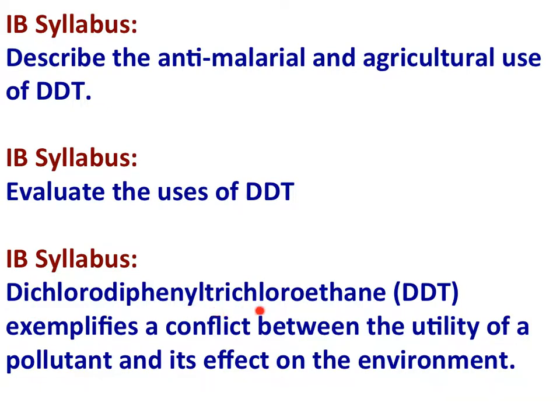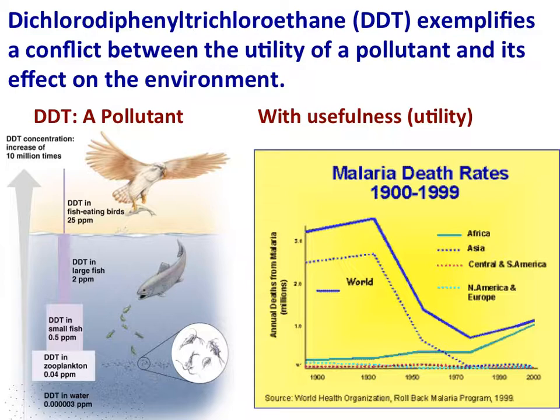Dichlorodiphenyl trichloroethane, DDT, exemplifies a conflict between the utility of a pollutant and its effect on the environment. So DDT is a pollutant in that it has been correlated with the decline of certain bird species. DDT appears to accumulate in tissues, then magnify through the trophic levels. But it's a useful pollutant in that it kills mosquitoes that transmit malaria, thus reducing the incidence of malaria worldwide.